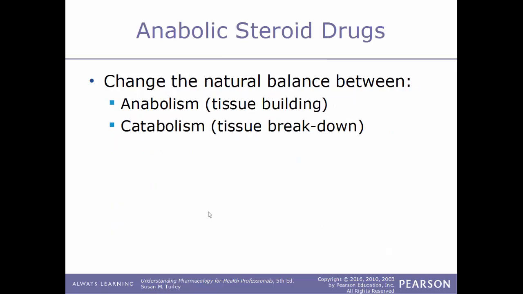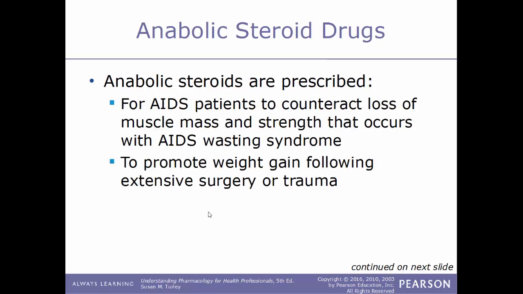Alright, now we'll talk about anabolic steroid drugs. Now these kinds of drugs change the natural balance between anabolism and catabolism. Anabolism is where tissues are being built up, and catabolism is when tissue is being broken down. Now, anabolic steroids are prescribed for AIDS patients to help counteract the loss of muscle mass and the loss of strength that often occurs with the AIDS wasting syndrome. This is also prescribed to promote weight gain following an extensive surgery or trauma.